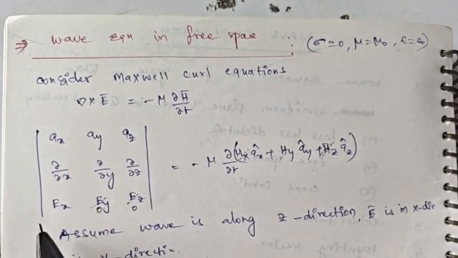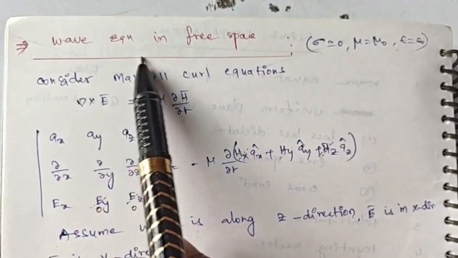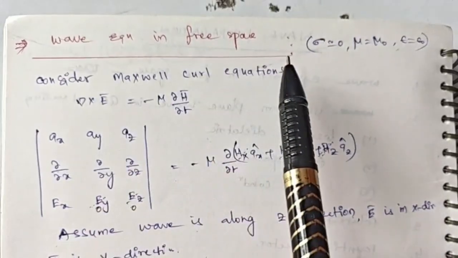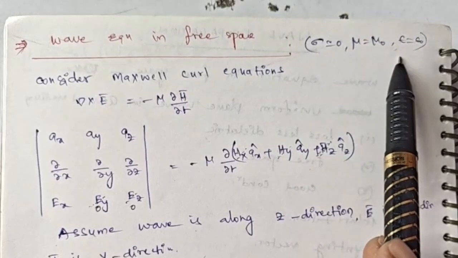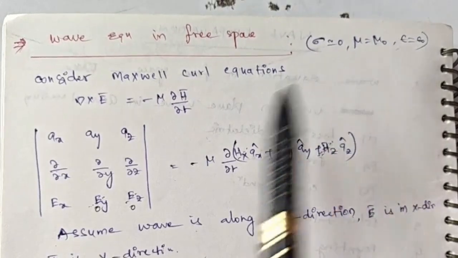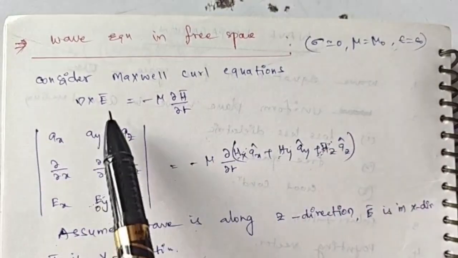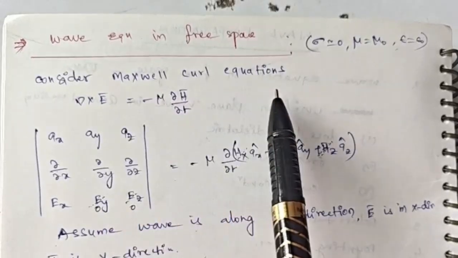In this video, we will see the electromagnetic wave equation in free space. So the condition for free space is sigma equal to 0, mu equal to mu naught, epsilon equal to epsilon naught. Now to derive the wave equation, we should take the Maxwell curl equations.